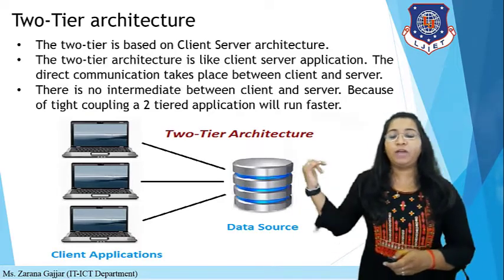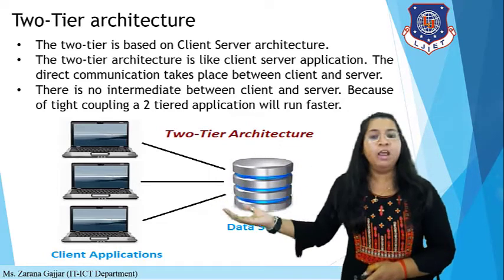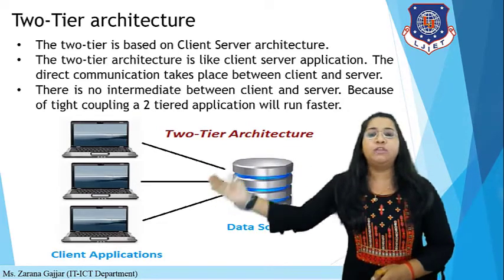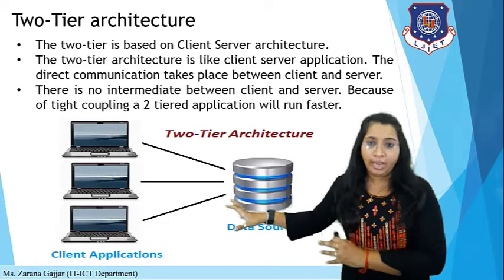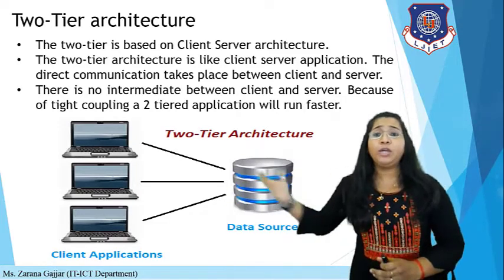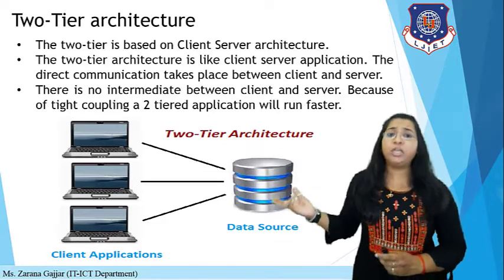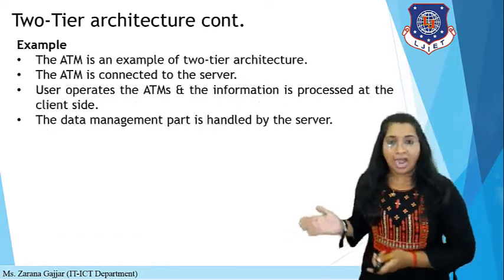Okay, so if I enter google.com or any website or URL, it will automatically redirect to the server, fetch some details and give them to the client. So it is a direct communication between client and server. Okay, so this is about the two-tier architecture.